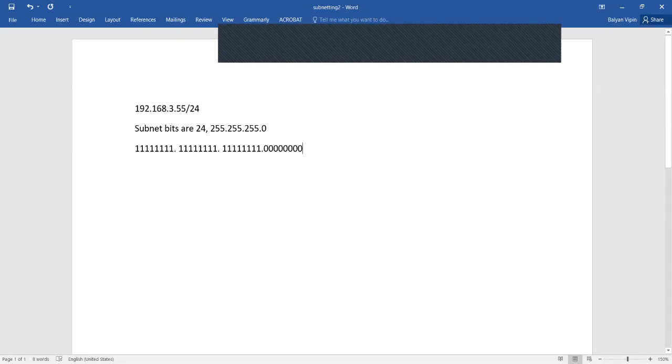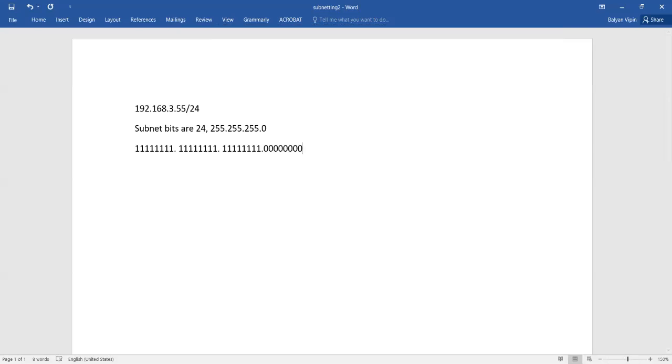Now suppose the question says to you, find the network ID of 192.168.3.55. Consider that 55 is one of the hosts which belongs to a certain network, so you need to find which network it belongs to. Usually, or better to say always, the network ID is the first IP address of that particular network.